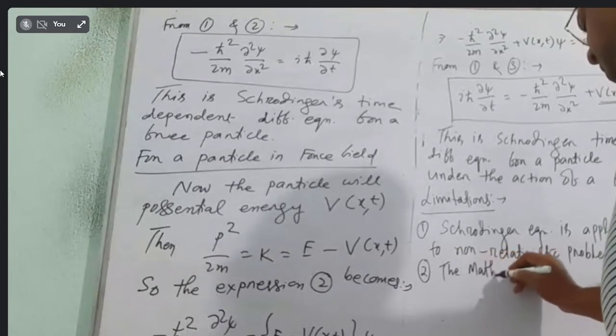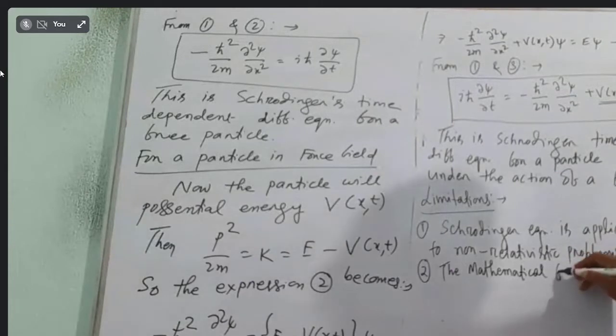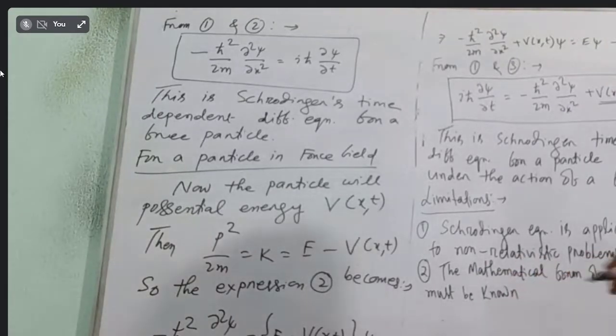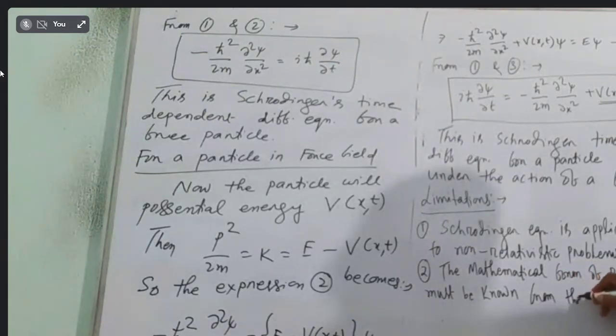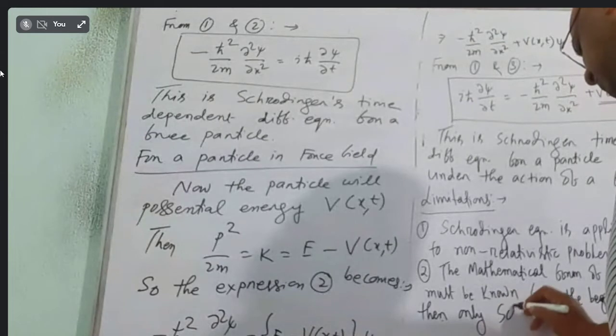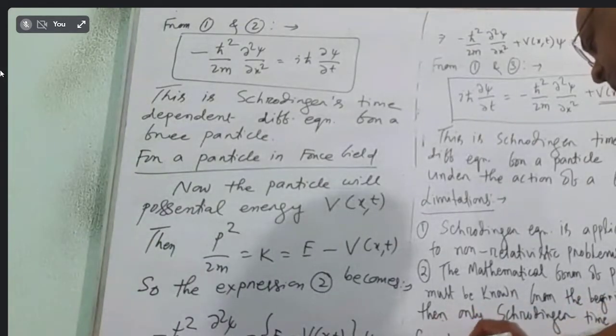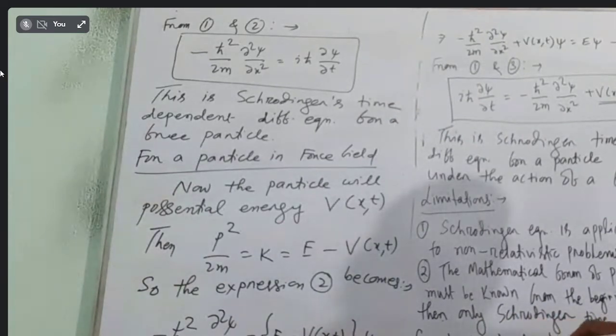So the mathematical form of potential energy V(x,t) must be known from the beginning, and then only the Schrodinger time dependent equation can be solved to obtain the wave function. Our aim is to obtain the wave function describing the matter waves. That is very important.